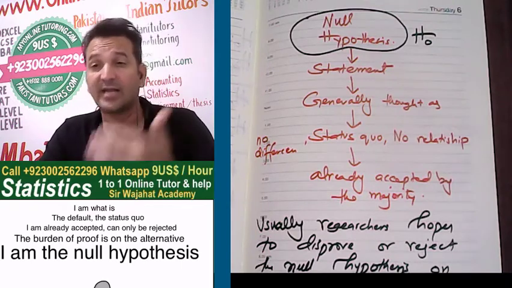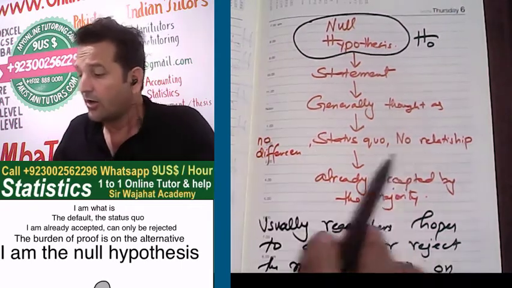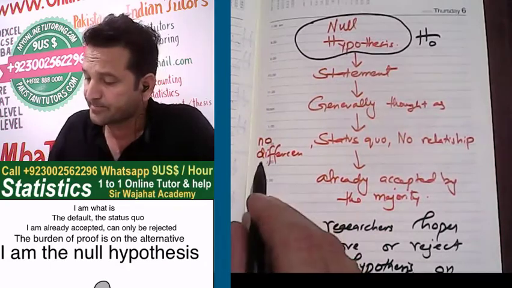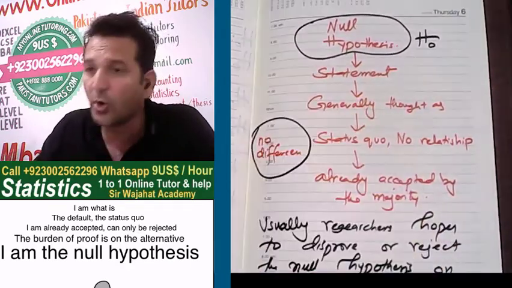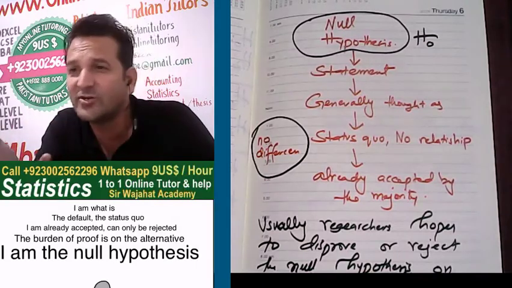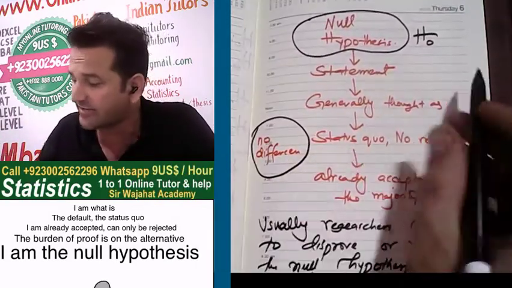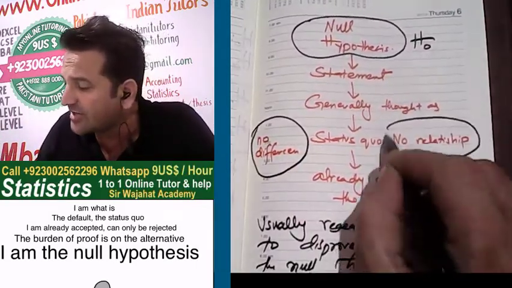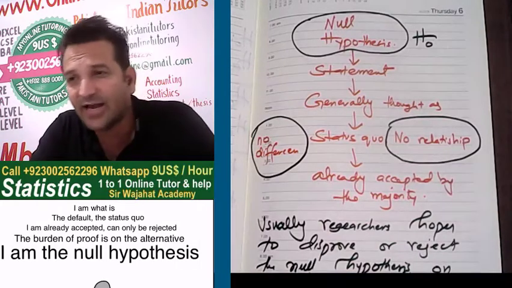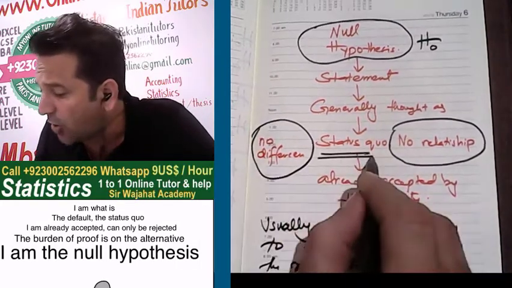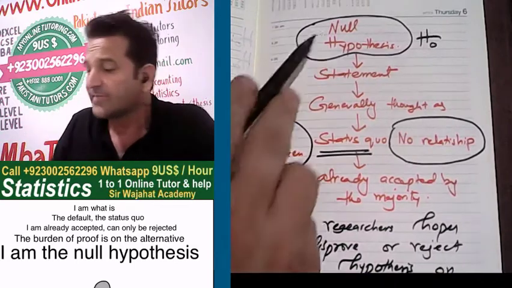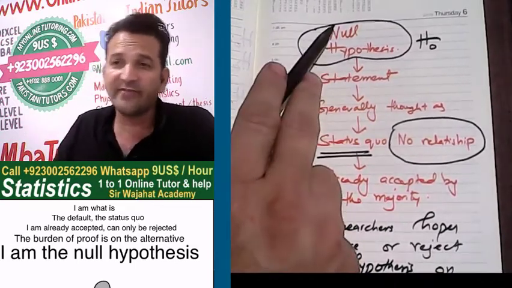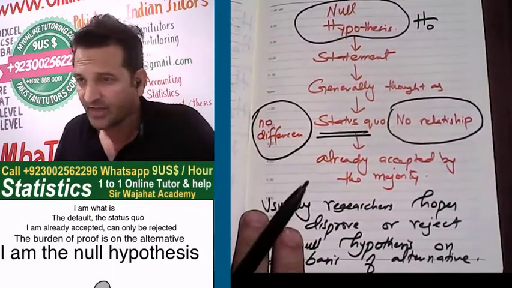The statement, the claim, status quo, or sometimes the wording that there is no difference between the two values will be treated as null hypothesis. There is no relationship between the two will be treated as null hypothesis, or a status quo. Whatever is already accepted by the majority will be taken as the value of null hypothesis.